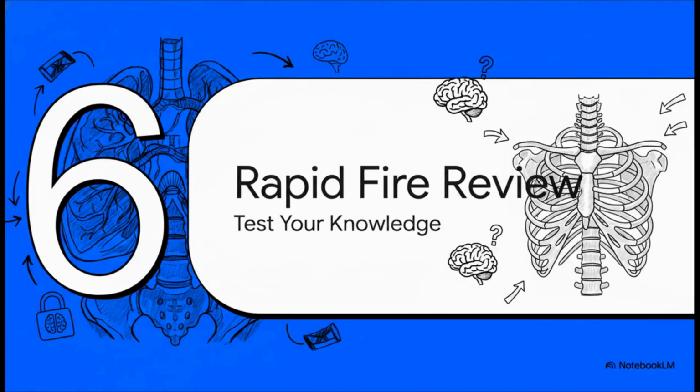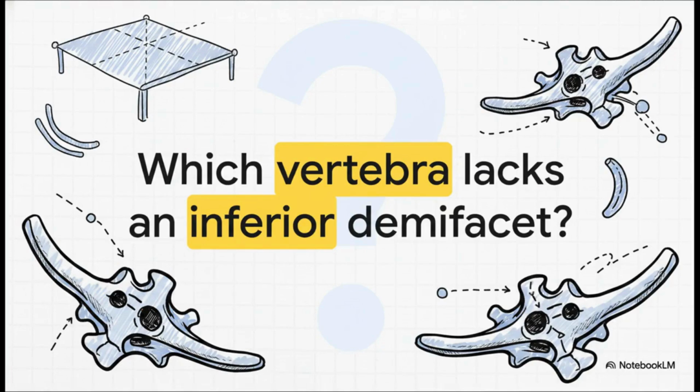Section 6. Rapid-fire exam review. You've just absorbed a ton of high-yield anatomy in a really short amount of time, so let's lock it in with some active recall. Question 1. Think back to our breakdown of those exceptions. Which atypical thoracic vertebra completely lacks an inferior costal demifacet? I'll give you a second to think about it.